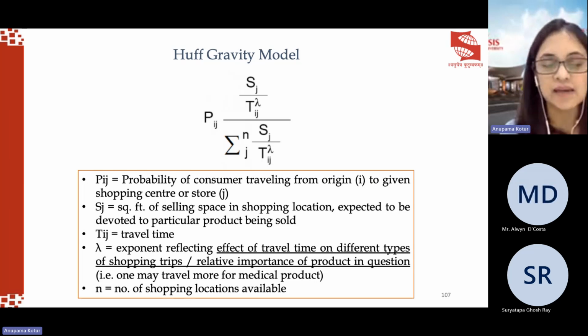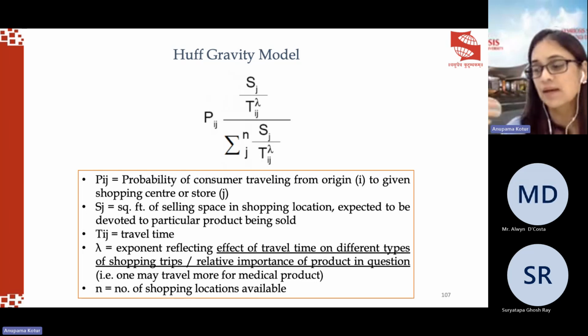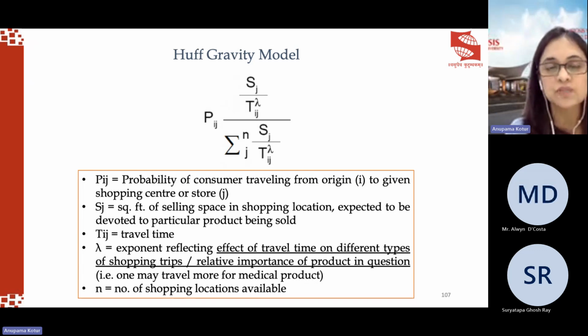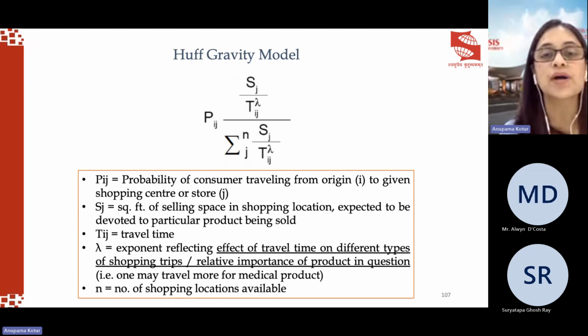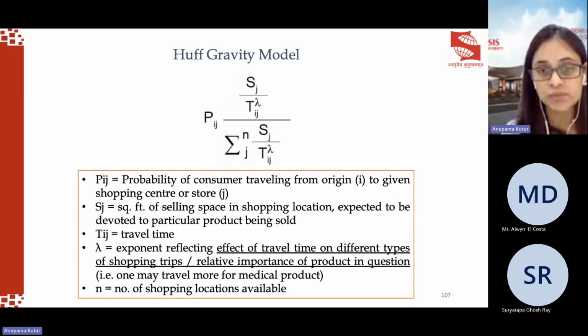And then SJ is the square foot of the store itself, right? It could be 5,000, 10,000, 20,000, whatever it is, but you still need to have the square foot area of the store itself, right? And TIJ stands for the travel time between the trading area and your store.